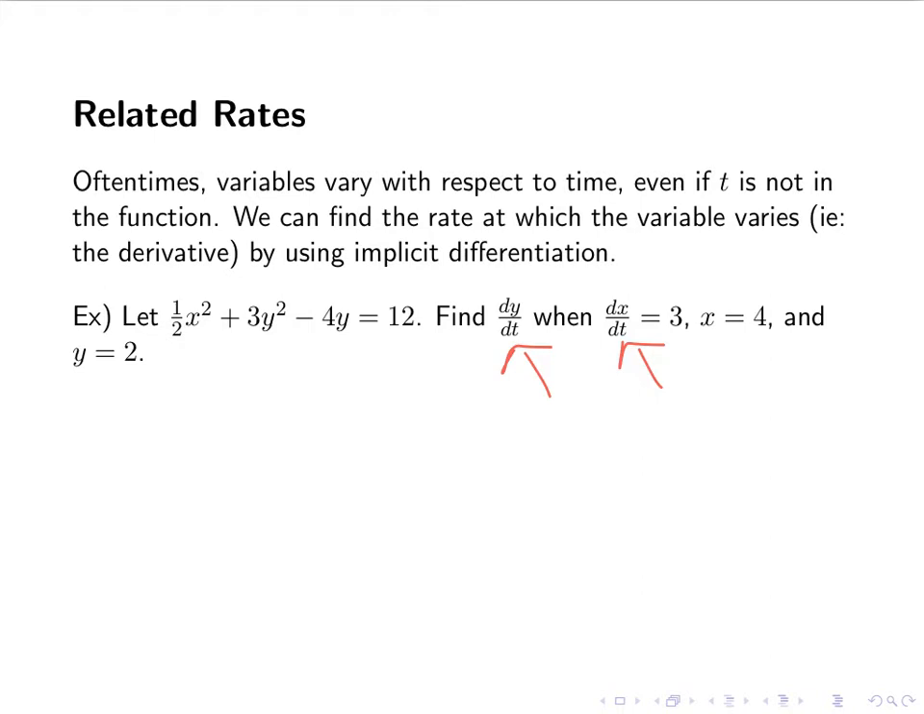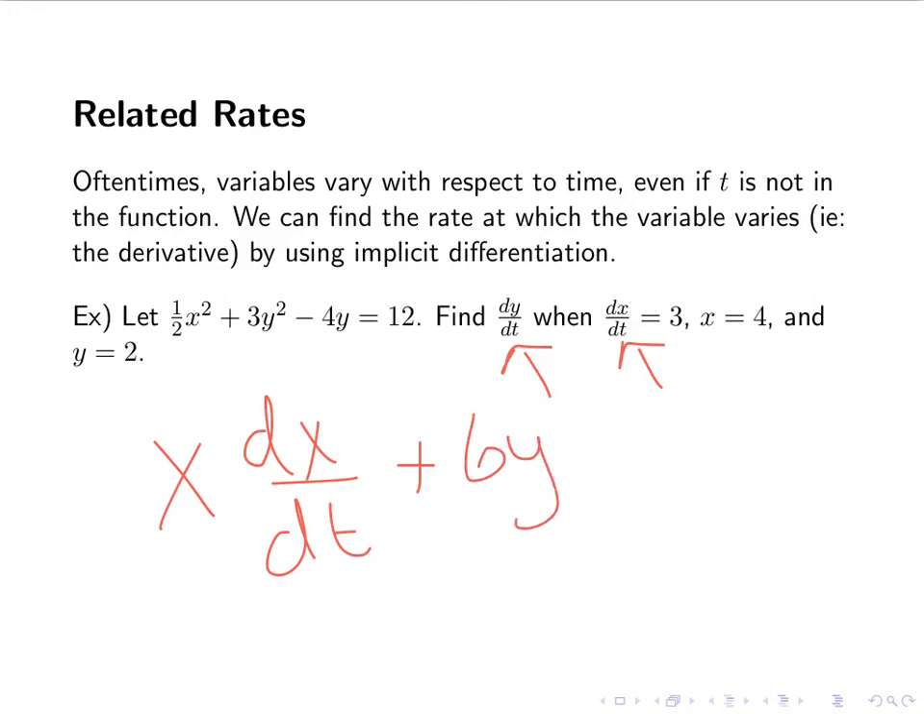Okay? So 1/2 x squared, I differentiate it as if x were my variable. So I bring down the 2, and I'm left with 2 times 1/2, which is 1, times x. But x is not my variable, t is, so I have to multiply it by its derivative, which is dx/dt. The same thing goes for 3y squared. First, I differentiate it as if y was my variable, and I get 6y. But my variable is t, so then I have to multiply by the derivative of y, which is dy/dt.